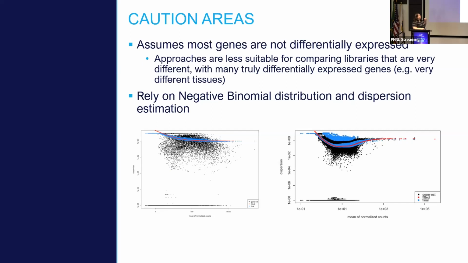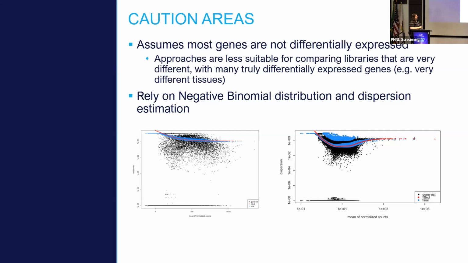Okay, the primary caution areas here, I've alluded to one already, is that these methods assume that a majority of your genes are not differentially expressed. So if you have libraries or samples that are very, very different, this is not the method. These are not the methods for you. And then it's an area of caution, not necessarily a bad thing, but these rely on these negative binomial distributions and these dispersion estimates. And on the left is a diagnostic plot that will get generated by these packages.